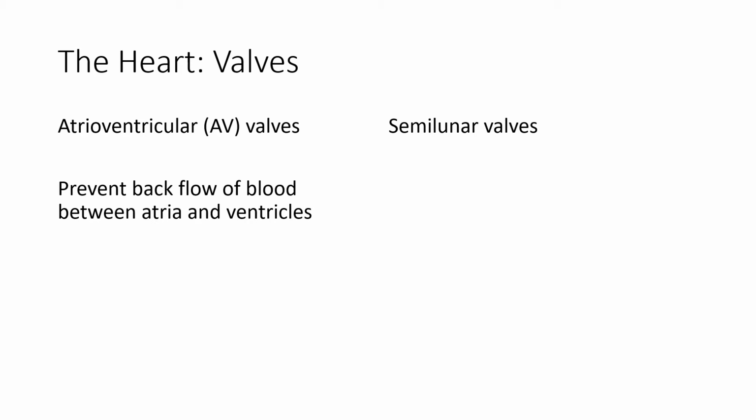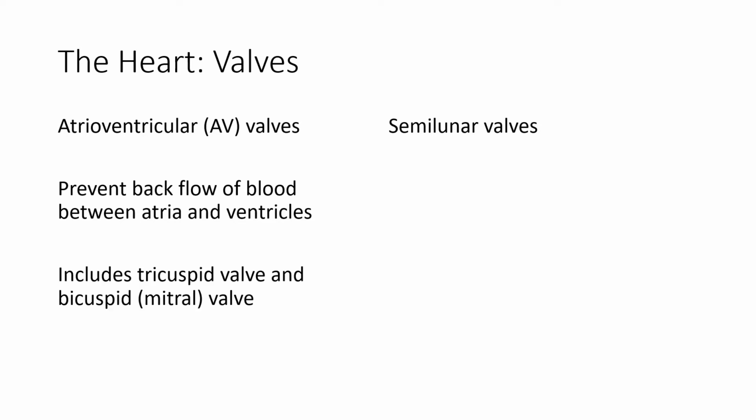Okay, a little bit more about the valve system of the heart. So there are 2 main types of valves in the heart. There are atrioventricular valves, also called AV valves, and there are semilunar valves. Atrioventricular valves, anytime you see a valve involved in a vascular system, it's to prevent backflow of blood, because we really only want our blood flowing in the direction it's being pumped. So the purpose of the AV valves in the heart is to prevent backflow of blood between the atria and the ventricles within the actual heart.